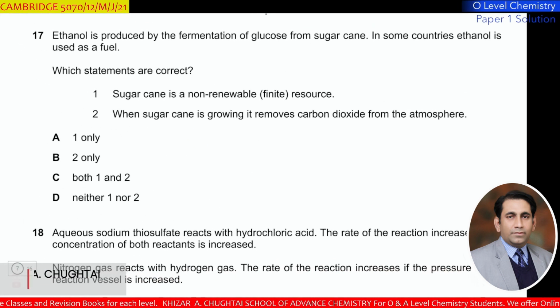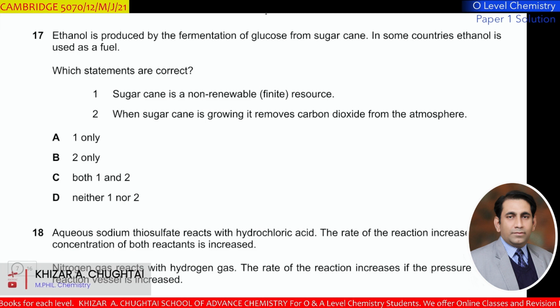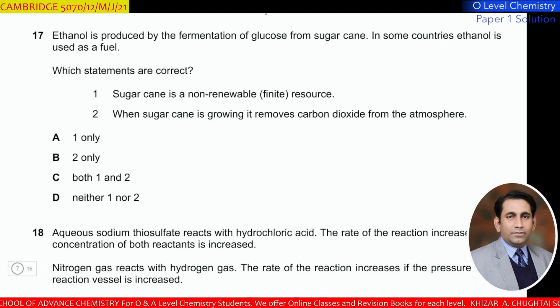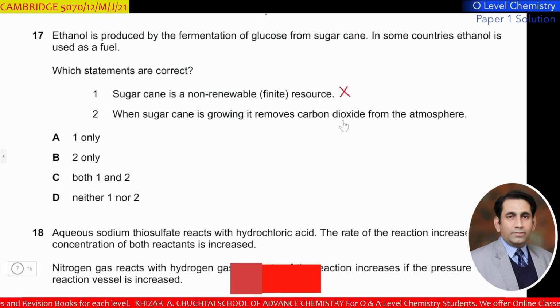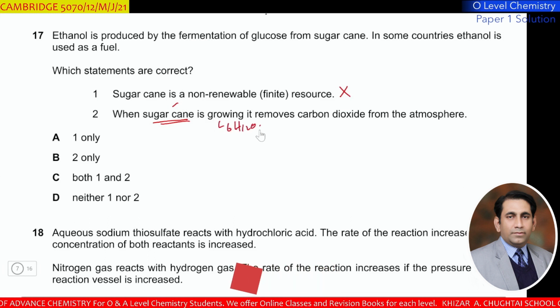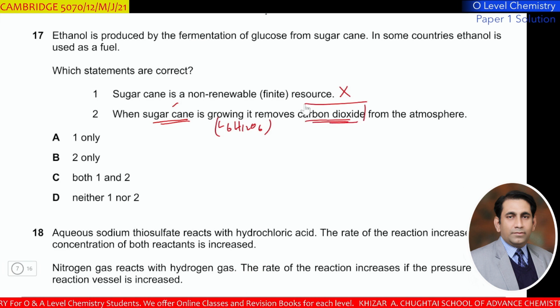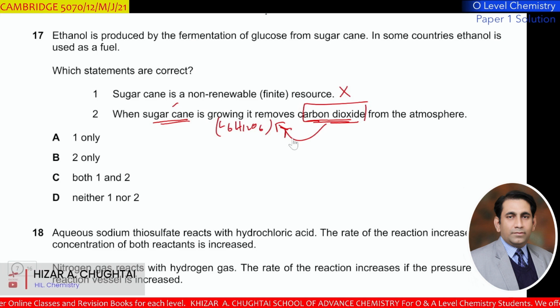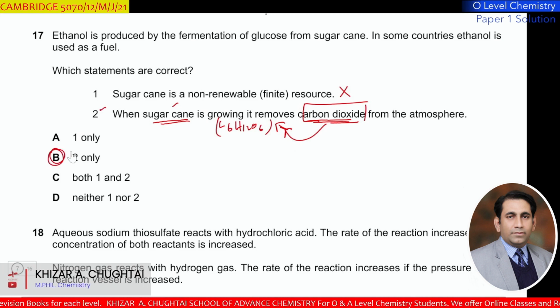Question number 17. Ethanol is produced by the fermentation of glucose from sugarcane. In some countries, ethanol is used as a fuel. Which statements are correct? Sugarcane is non-renewable, a finite source, that is the wrong one. Sugarcane is renewable, you can say an infinite source. So the first one is the incorrect one. When sugarcane is growing, it removes carbon dioxide from the atmosphere. Yes, it is true. Whenever sugarcane is growing, it synthesizes the sugar glucose, C6H12O6, and in this case, CO2 is the essential element to synthesize this glucose, which is taken from the atmosphere. So only 2 is the correct one. B is the correct option.